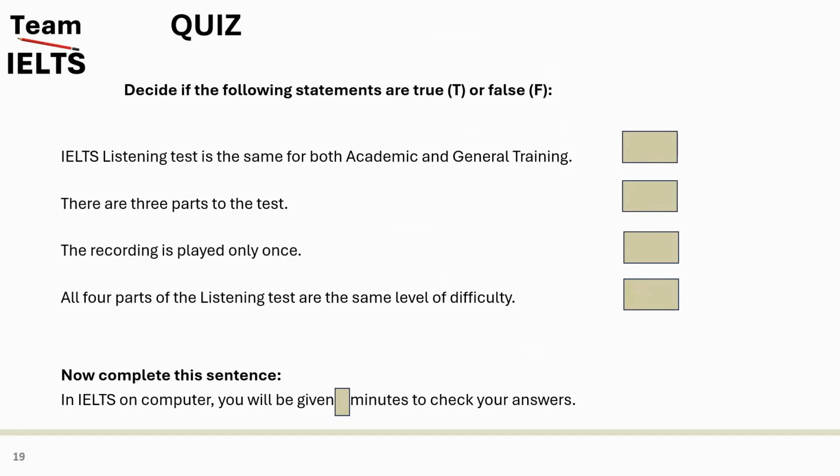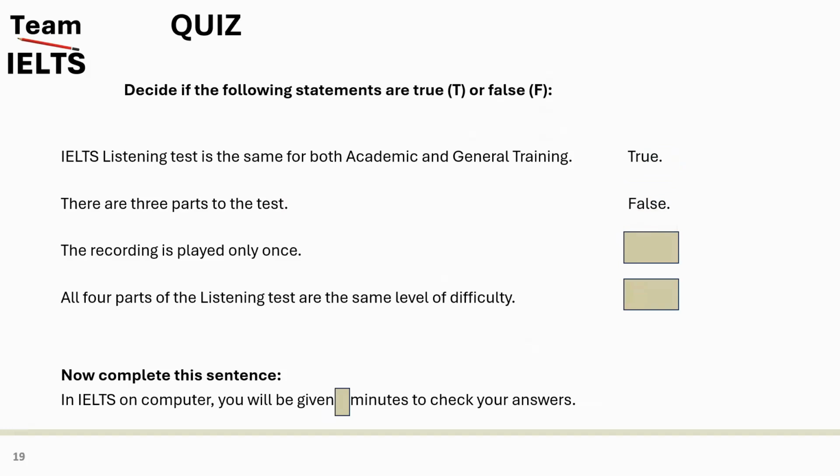Please pause the lesson now and look at the statements and the sentence on the slide. Decide if the statements are true or false, and then complete the sentence below. Okay, let's check the answers. So the first statement is true. Yes, it is the same for both academic and general training IELTS. The second statement is false because there are 4 parts.